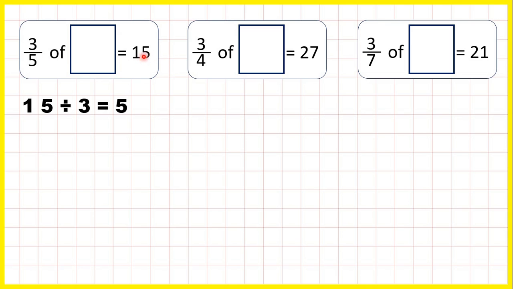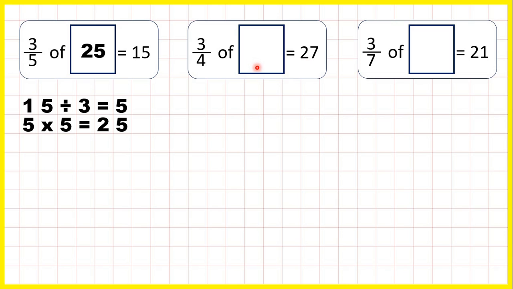We can start by dividing by the numerator, so dividing 15 by 3. That gives us 5, and then we can take that 5 and multiply it by the denominator, and 5 times 5 is 25, so that's our missing number. And we can see that this works because 25 divided by 5 is 5, and then 5 times 3 is 15.